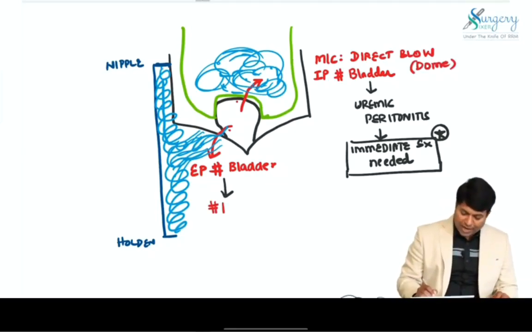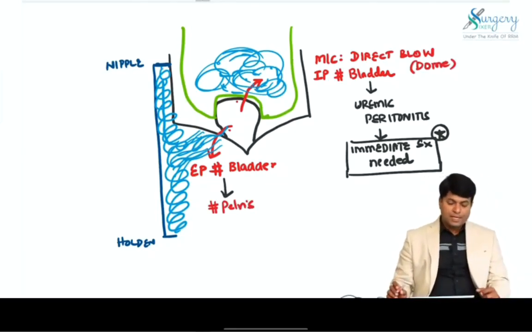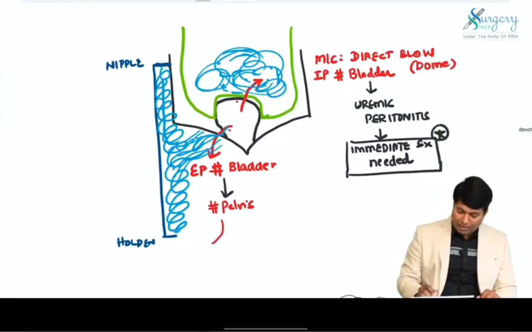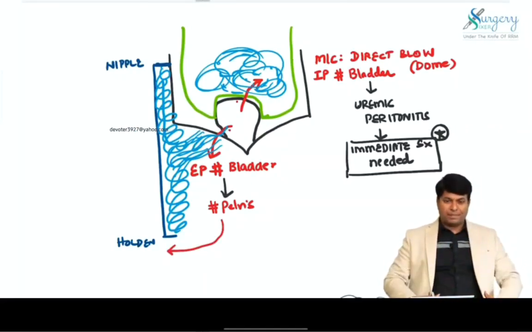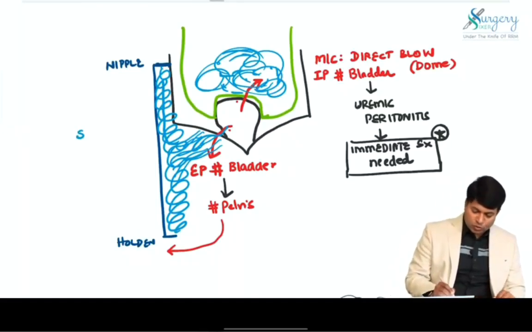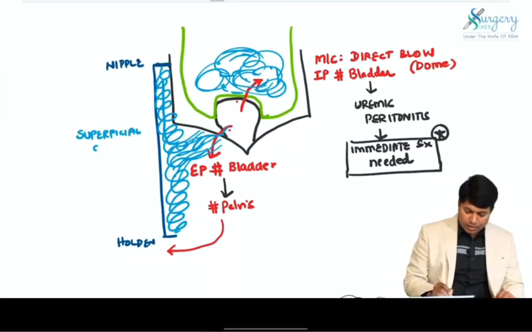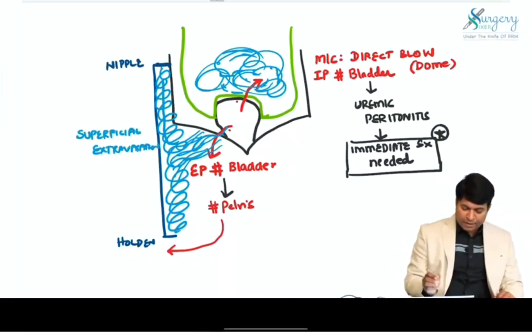Extraperitoneal rupture of bladder is usually due to fracture of pelvis. Fracture pelvis causes extraperitoneal rupture of bladder and the urine will be extravasated subcutaneously from the thigh to nipple level. We have urine subcutaneously. It is a superficial extravasation of urine. Superficial extravasation of urine is seen in extraperitoneal rupture of bladder.